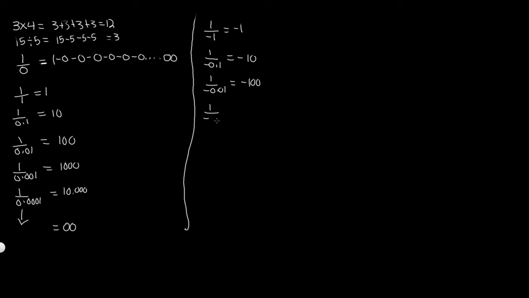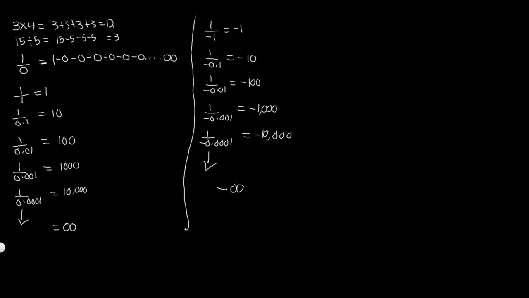1 over -0.001, that would equal -1,000. 1 over -0.0001, that would equal -10,000. And if we continue down this path, we would actually get negative infinity, right?